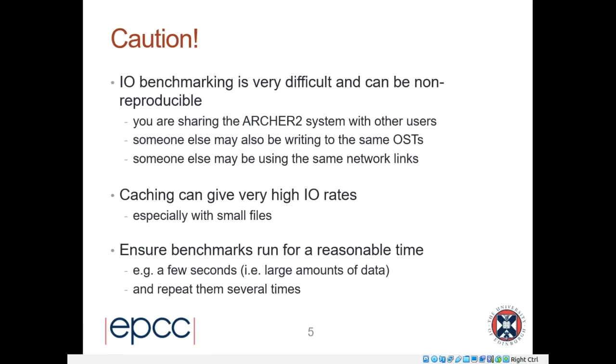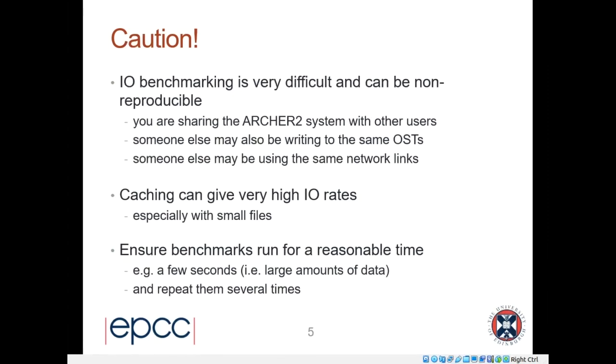Caching can give very high I/O rates, especially with small files. Actually, this isn't as bad as I thought. I thought I was getting unrealistic I/O rates on ARCHER2 due to caching, but it's actually that the OSTs are much faster than I thought they were going to be. So when I was getting 80, 90 gigabytes a second, as some people have reported here for a file per process, I assumed that was due to caching, because that was the only way you got anywhere near that on ARCHER2. But it appears that it is actually a genuine I/O rate.